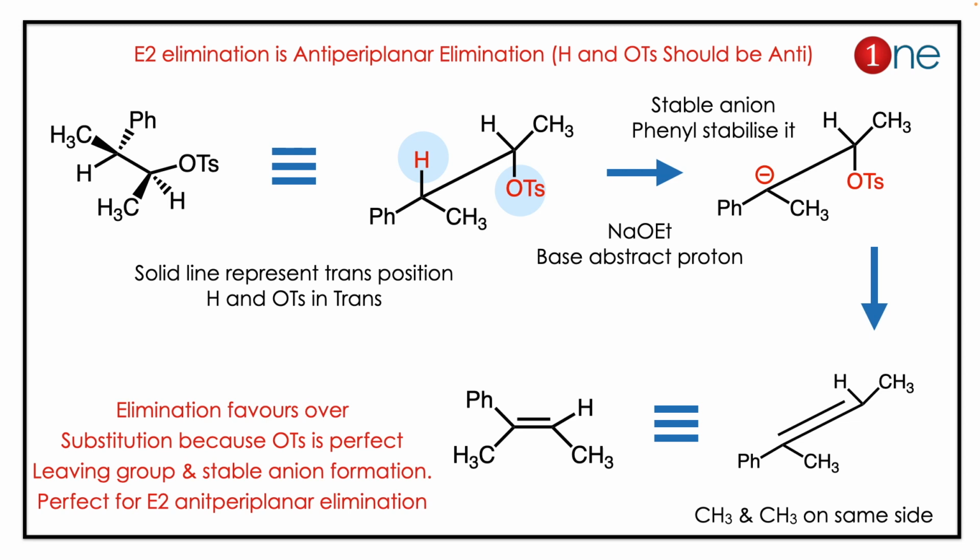Here the elimination is favored because once the proton is eliminated, the anion is stabilized and you have a very good leaving group. That's why elimination is favored. That's why substitution is not favored. The concept you have to learn here is E2 elimination requires antiperiplanar position of atoms.